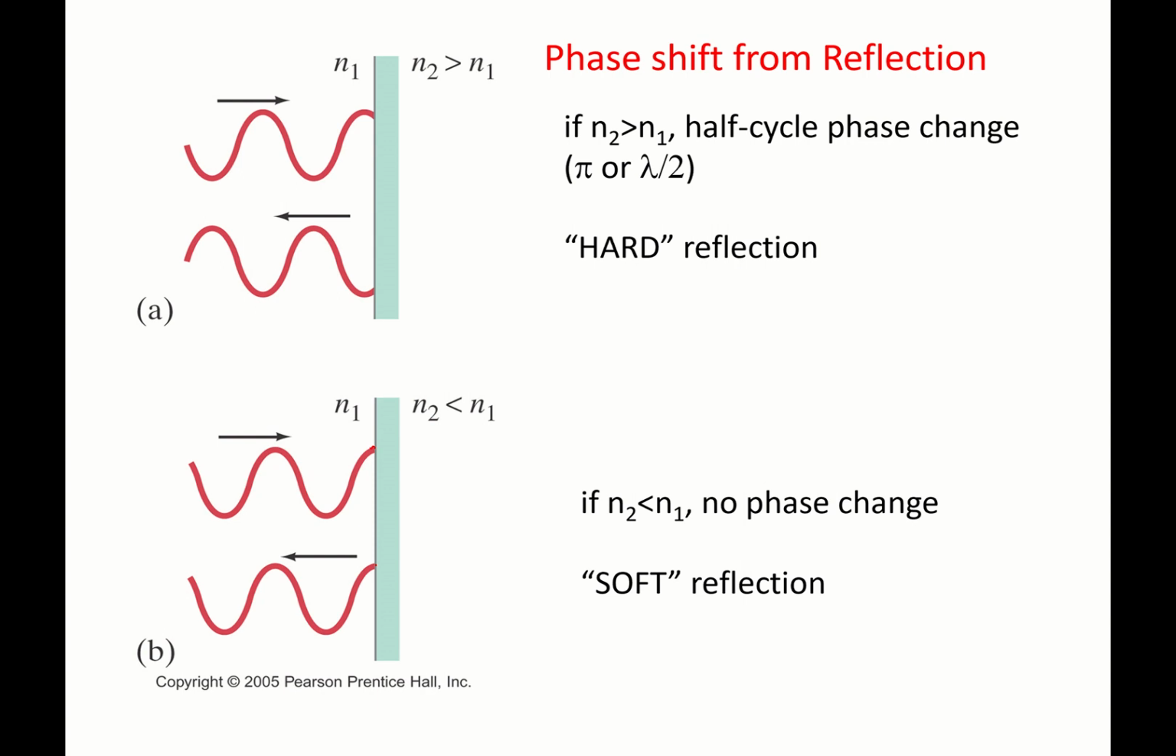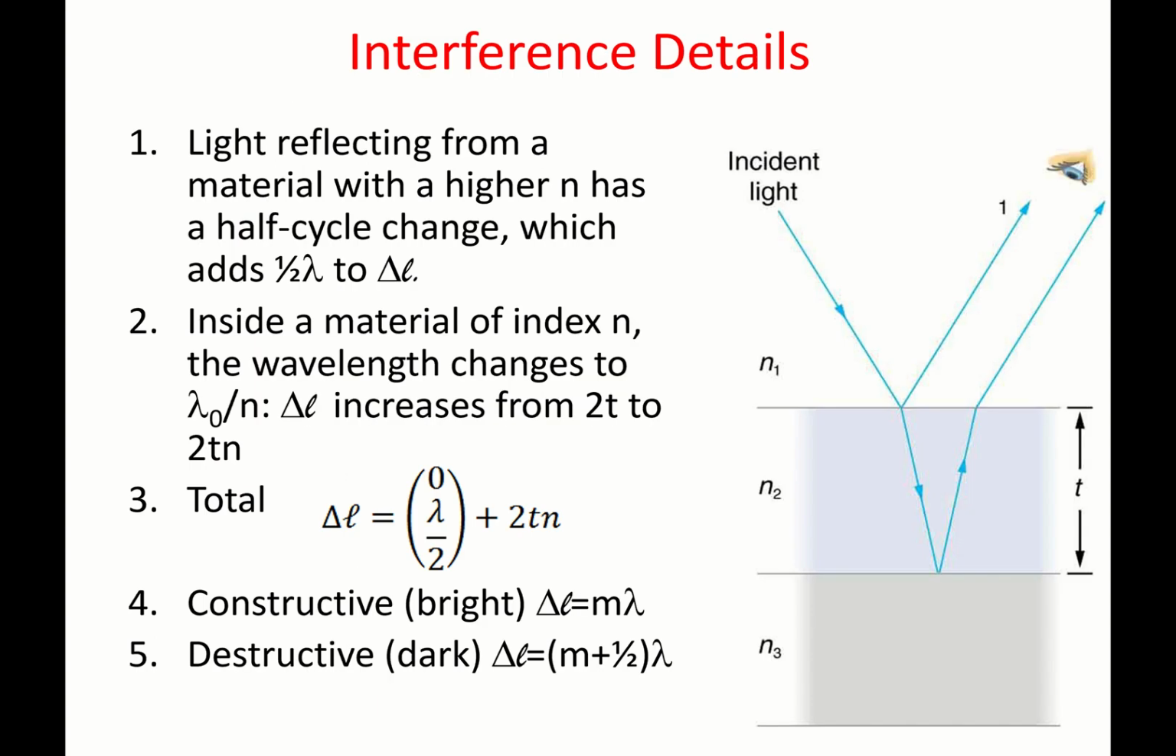So when we talk about it for light waves, if the light goes into a material that has a higher index of refraction, that's a hard reflection. We're going to get a pi, or half wavelength shift in the light. If it goes from a high to a low index of refraction, so for example from water into air, then there's going to be no phase change, and that's going to be a soft reflection.